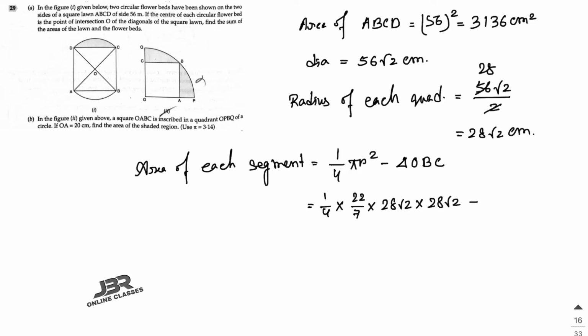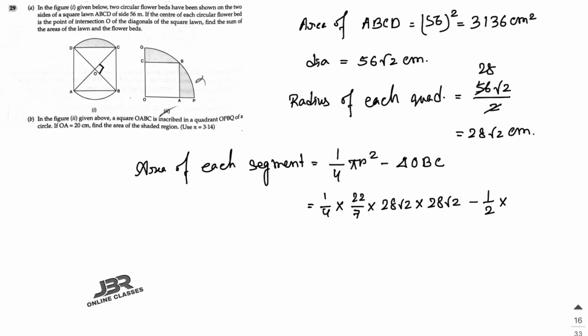Now next, half into, as here it is a square, each and every angle is 90 degree. So the diagonals of the square always intersect perpendicularly. That means OBC is a right angle triangle. So you can write the area of triangle OBC equal to half into base into height.